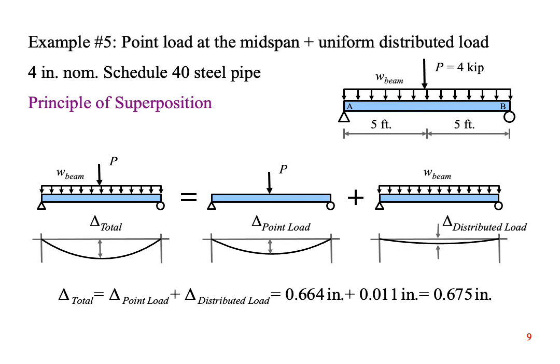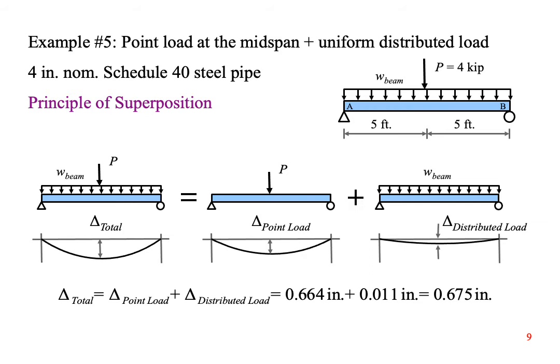What if the loading case is not in the appendix? Here is our 4-inch pipe again, but now we want to know how much it deflects at the midspan due to the point load and the weight of the beam. The principle of superposition says that at any given location along the beam, we can add deflections, shear loads, or moments, but it has to be at the same location, which in our problem is the midspan.